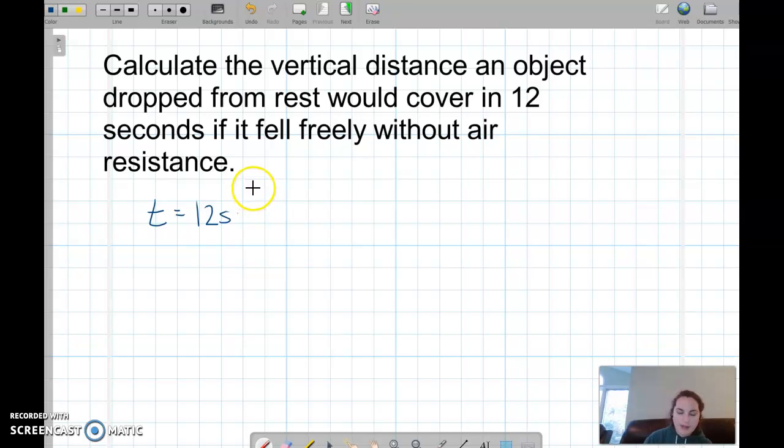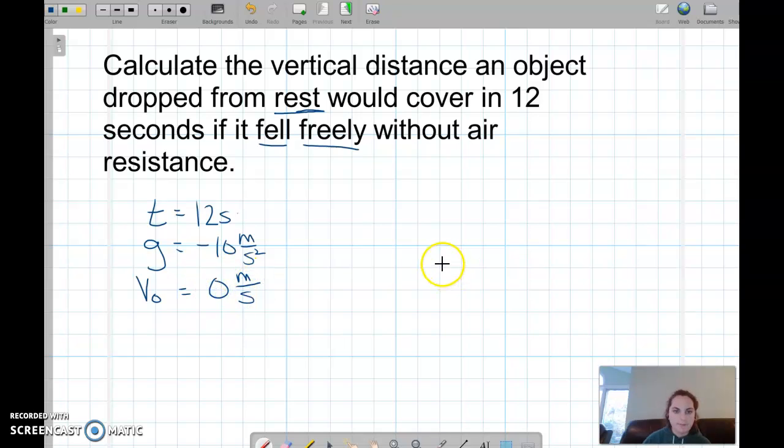But if we look again, we say that it fell freely. So what does free fall mean? Well, it means that its acceleration due to gravity is negative 10 meters per second squared. And we are to calculate the vertical distance an object dropped from rest. That is another important little information piece right there, right? So if it was dropped from rest, then we can say that our initial velocity for that object is 0 meters per second. Okay, so we have these three things and we are asked to solve for the distance.